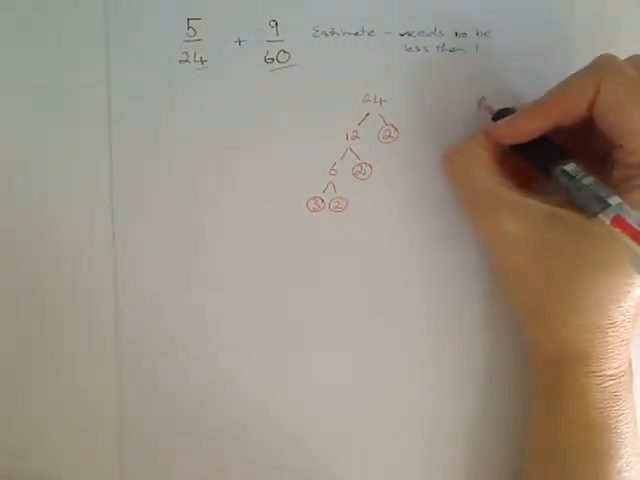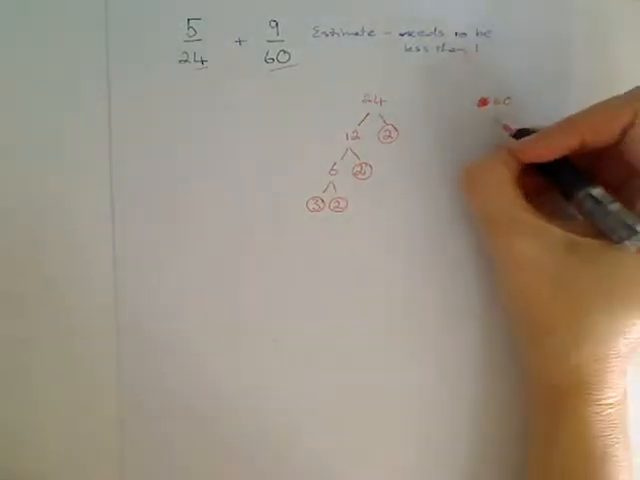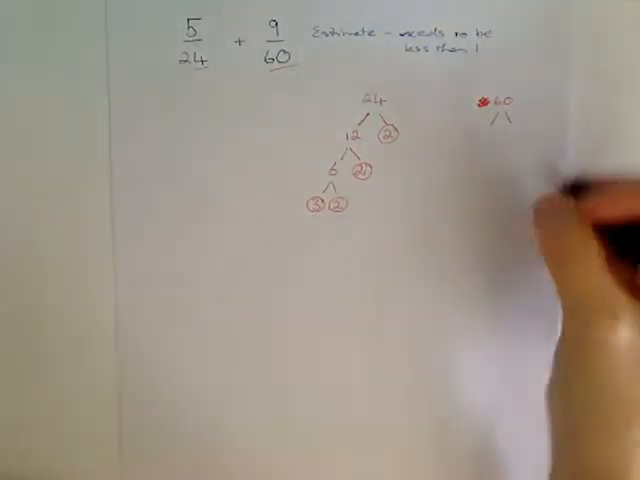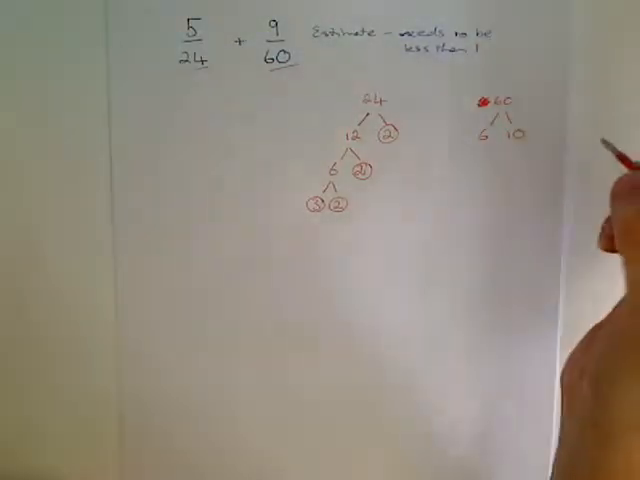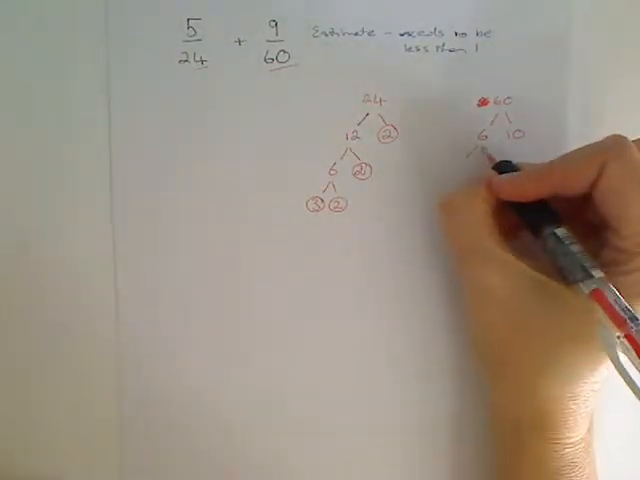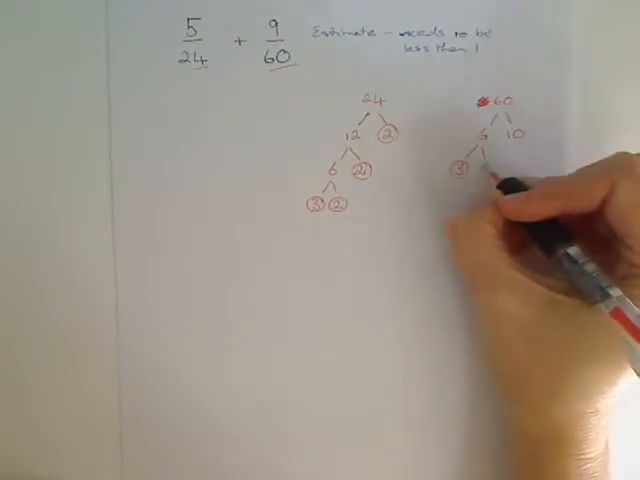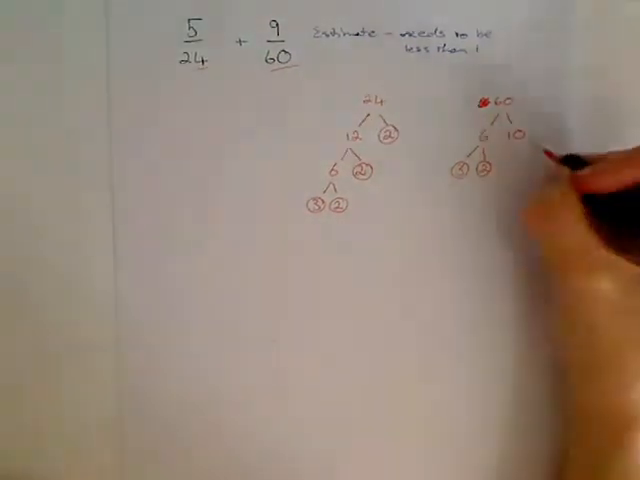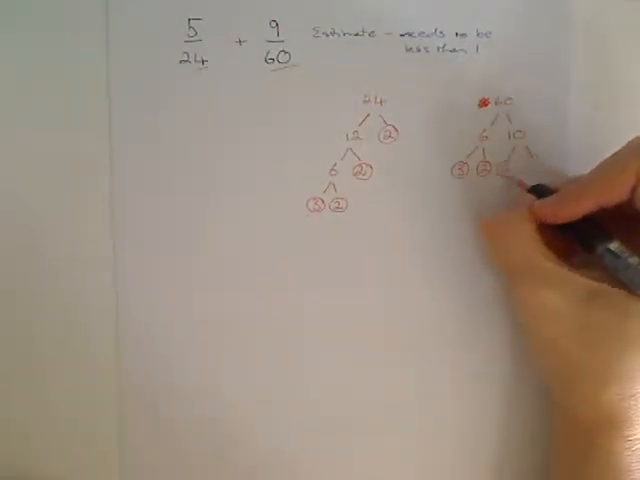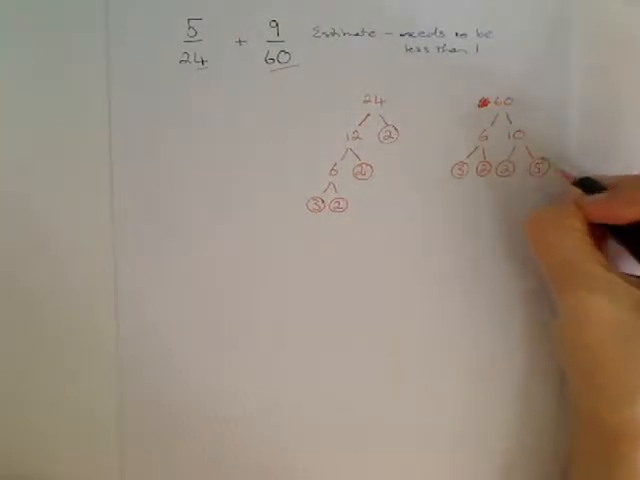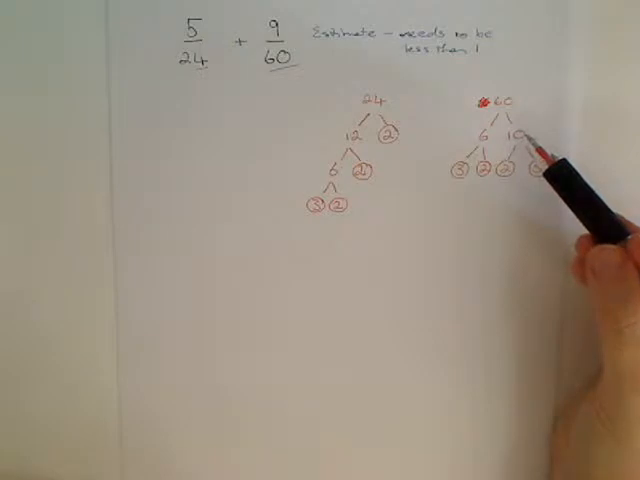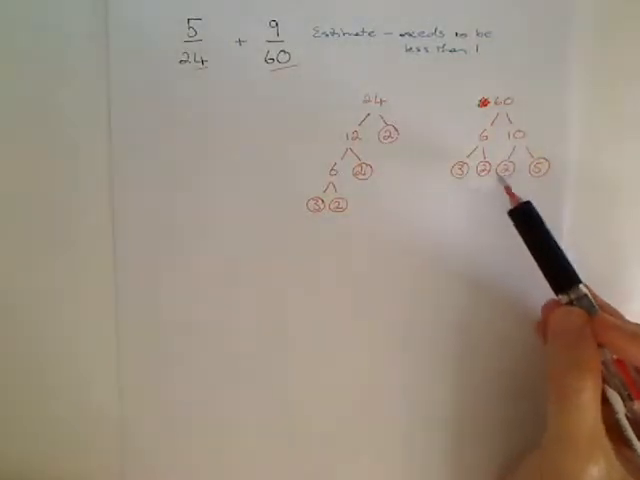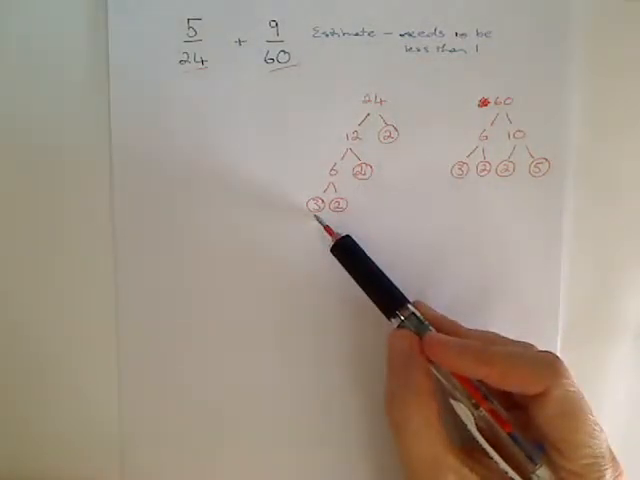I'll do the same now for 60. Factors of 60 are, let's say, 6 and 10. It doesn't matter which factors you choose, you just keep going until you get to prime factors. 3 and 2, 2 and 5. So if your factor trees look a little different to mine because you started with two different factors, that's okay. You should still get the same factors down here.